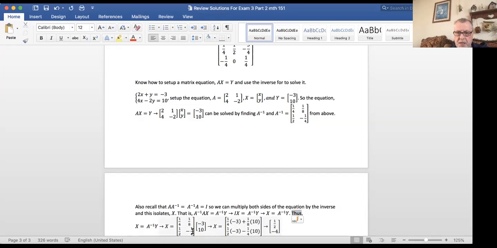Y is found by taking the second row and multiplying it with this answer column. So 1/2 times minus 3 and 1/4 times 10. That adds up to be minus 4. So x is 1/2, y is minus 4.